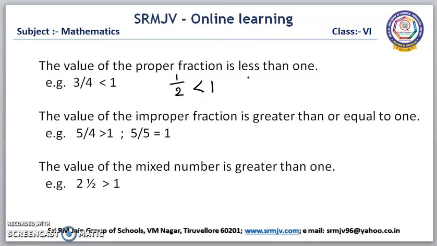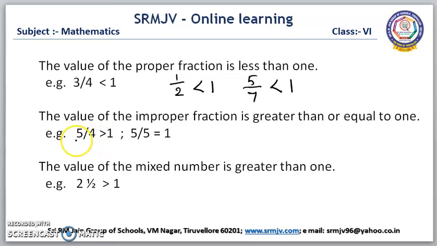Let us consider one more. 5 by 7. Here the numerator is less than the denominator. So the value of the proper fraction is less than 1. Is it clear? Next one, the value of the improper fraction is greater than or equal to 1. See here, improper fraction means the numerator should be greater than the denominator.